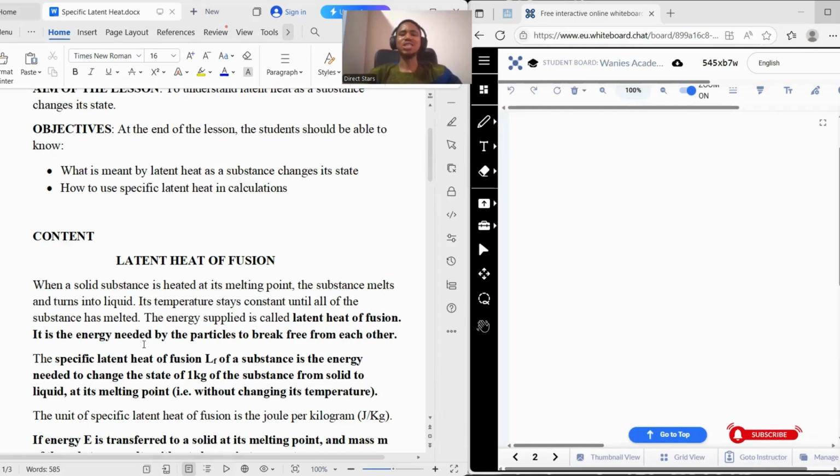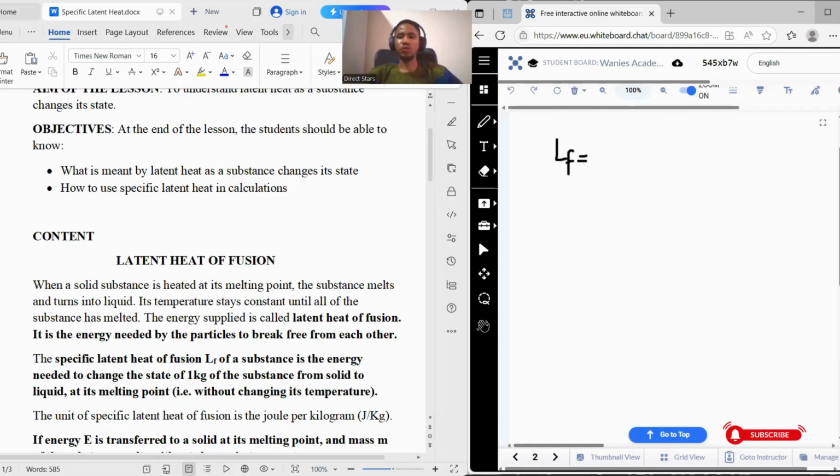The specific latent heat of fusion, we have it as L subscript F. It means the energy needed to change the state of 1 kilogram of a substance from solid to liquid. Remember, melting point is from solid to liquid. So when 1 kilogram of solid changes to liquid, that is specific latent heat of fusion. Recall that at that point, temperature is constant, without changing temperature.